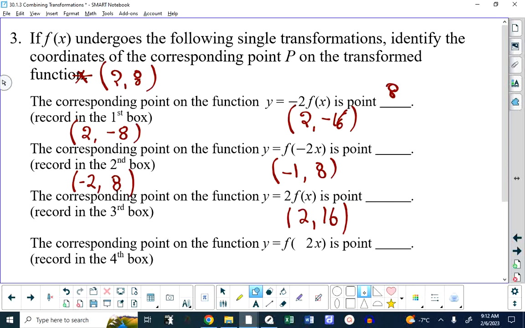This is going to be very similar to the second one, except it's only a horizontal stretch by a factor of 1/2, but there's no reflection, which means that original x coordinate of 2 becomes 1, and the y coordinate doesn't change. Is that good? Okay.